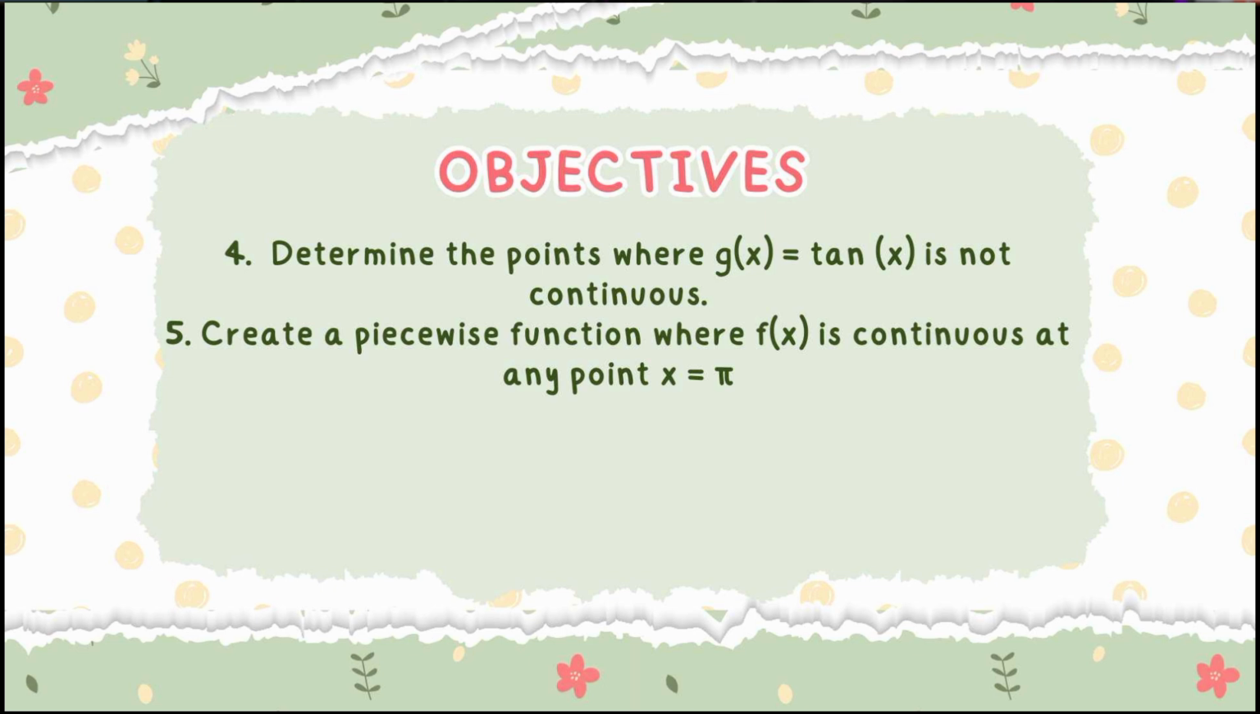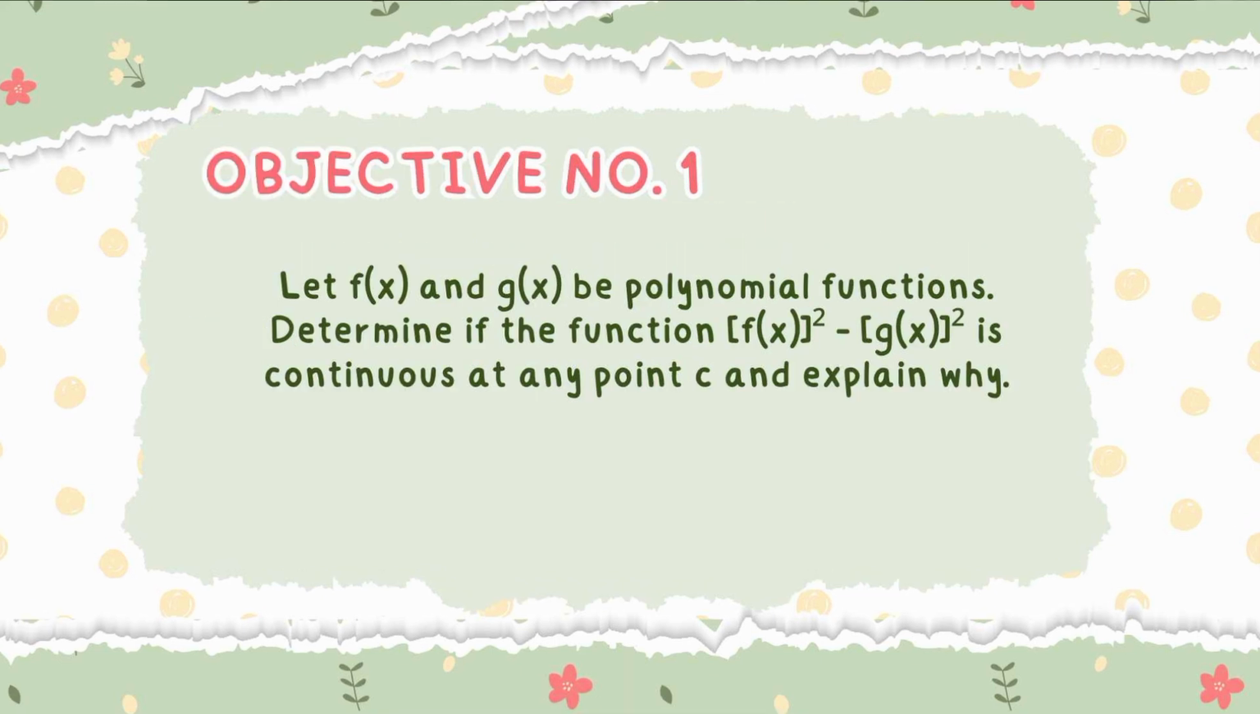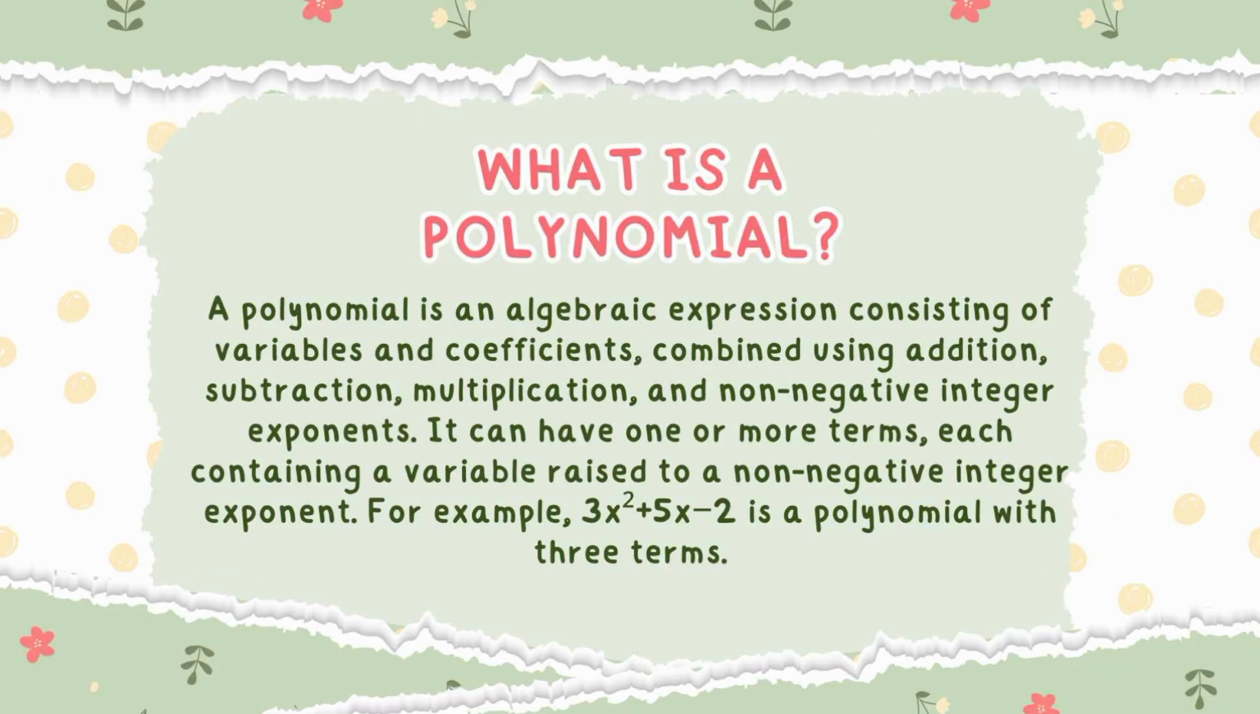Now that we know what our objective is, let us move on to the first question that will be explained by Wenceslao. The objective of number 1 is let f of x and g of x be polynomial functions. Determine if the function f of x squared minus g of x squared is continuous at any point c and explain why. But before we start, let's ask first what is a polynomial.